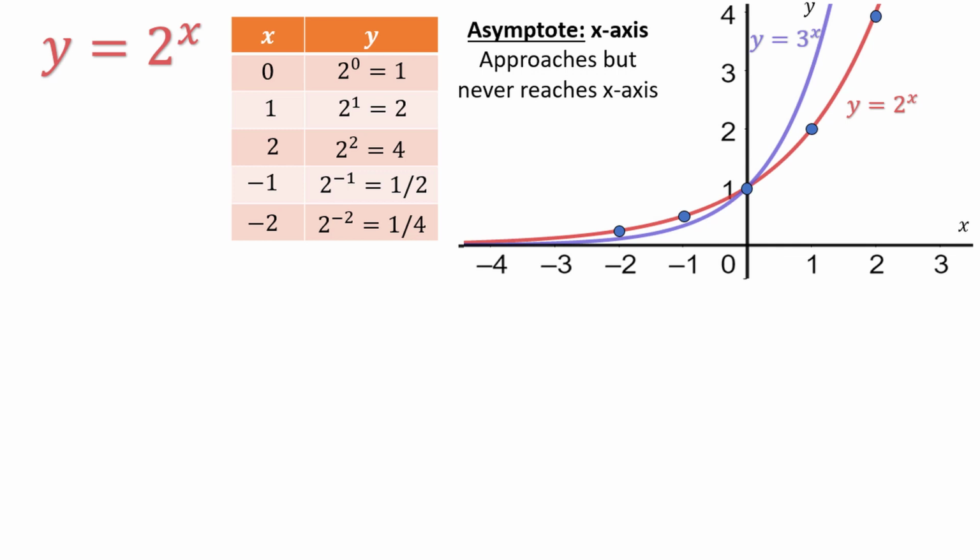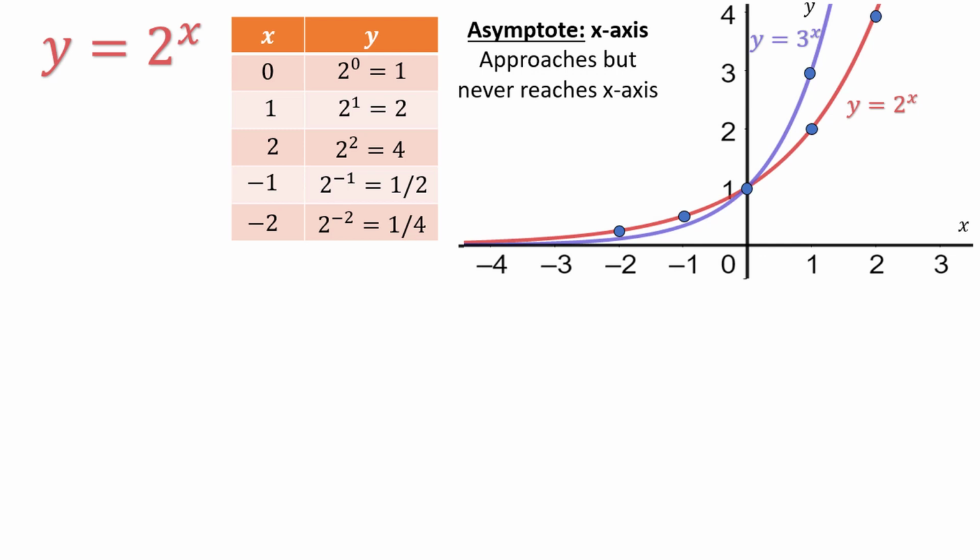So on 2 to the x power, we have 1, 2. And for 3 to the x power, we have 1, 3. That's another very important point to remember about exponentials. There will always be a point at 1, whatever the base is.